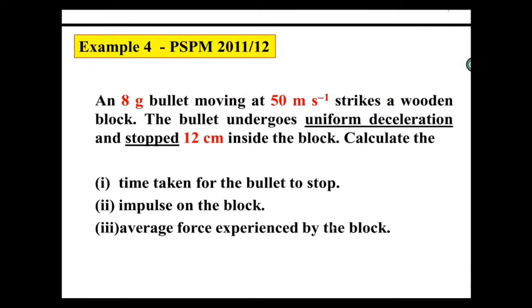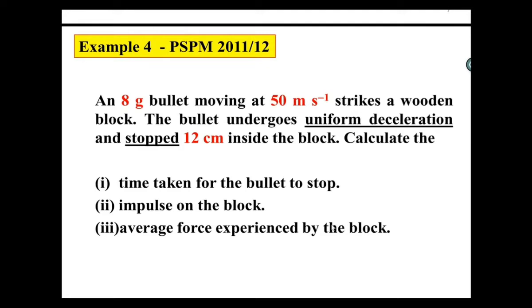Okay, look at the example 4. SPM 2011 and 2012. An 8-gram bullet moving at 50 meter per second strike a wooden block. The bullet undergoes uniform deceleration and stop 12 centimeter inside the block. Calculate the time taken for the bullet to stop. Impulse on the block and average force experienced by the blocks.